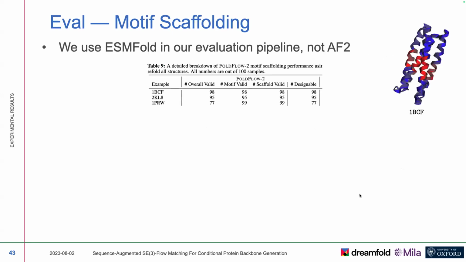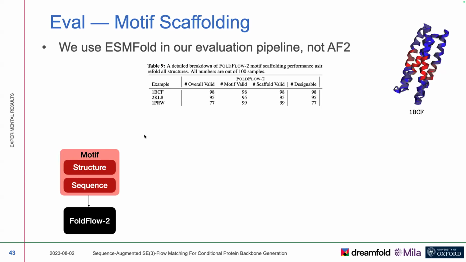Okay, so I'll quickly explain how we evaluate motif scaffolding because it's a little complicated. Basically in our paper, we have this table with 3 columns for criteria, as well as an overall designable criterion. I'm going to explain how those are derived individually. So for motif scaffolding, you start with a motif which has a structure and a sequence associated to it, and then you sample the scaffold noise for that, and then pass all of that into FoldFlow-2.